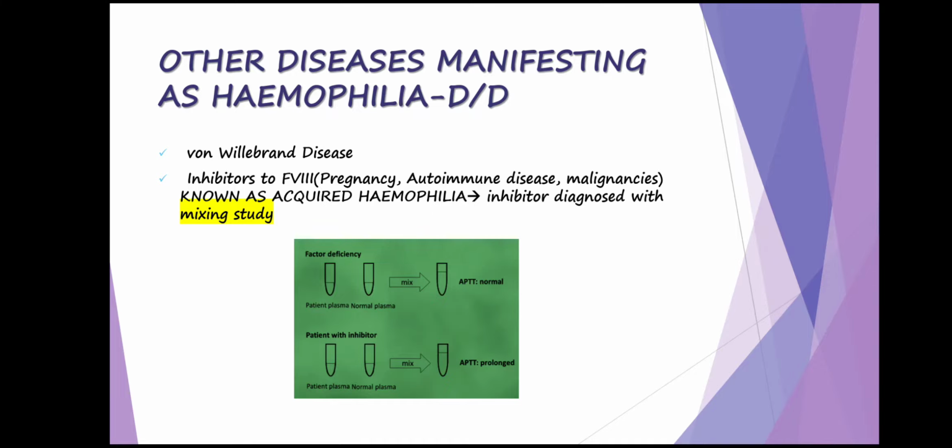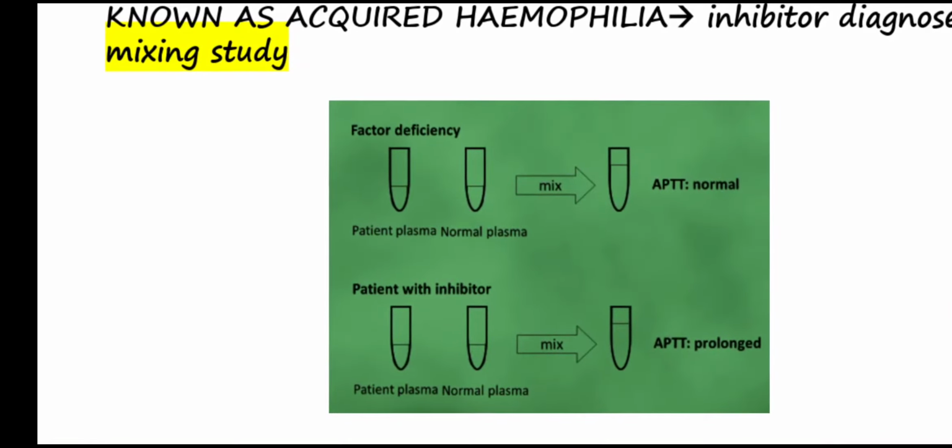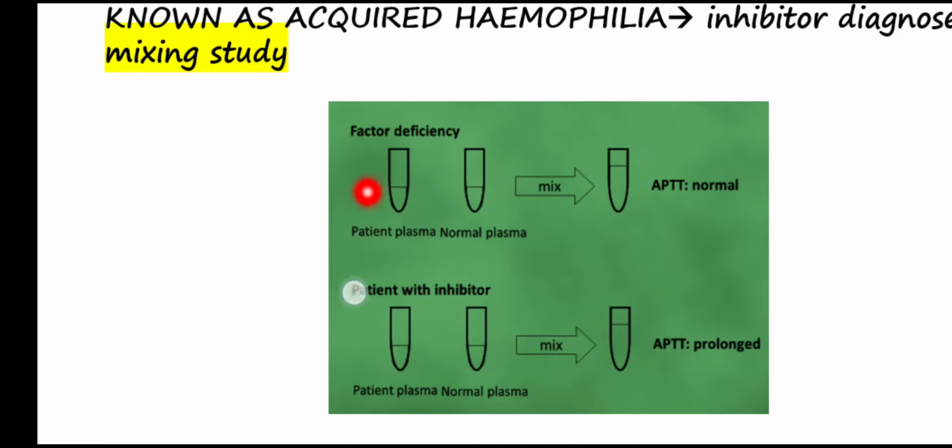So the mixing study is important. It is many times mentioned in the problem based questions. So what is the importance of mixing studies? It is to distinguish between factor deficiency and the presence of an inhibitor. A coagulation disorder can occur because of a specific deficiency of a factor, or sometimes some antibody can be present against that factor.